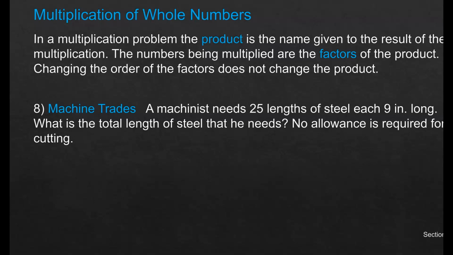In a multiplication problem, the product is the name given to the result of the multiplication. The numbers being multiplied are the factors of the product. Changing the order of the factors does not change the product, and that simply means I can multiply in any order and it does not matter. 2 times 3 equals 6 and 3 times 2 equals 6. So either way, I get the same answer.